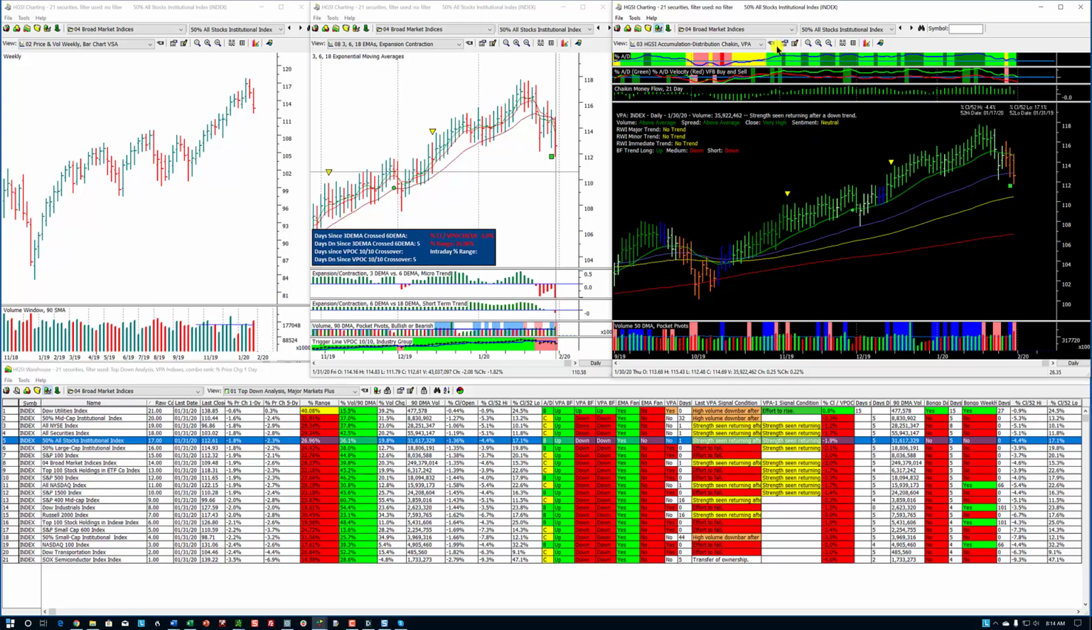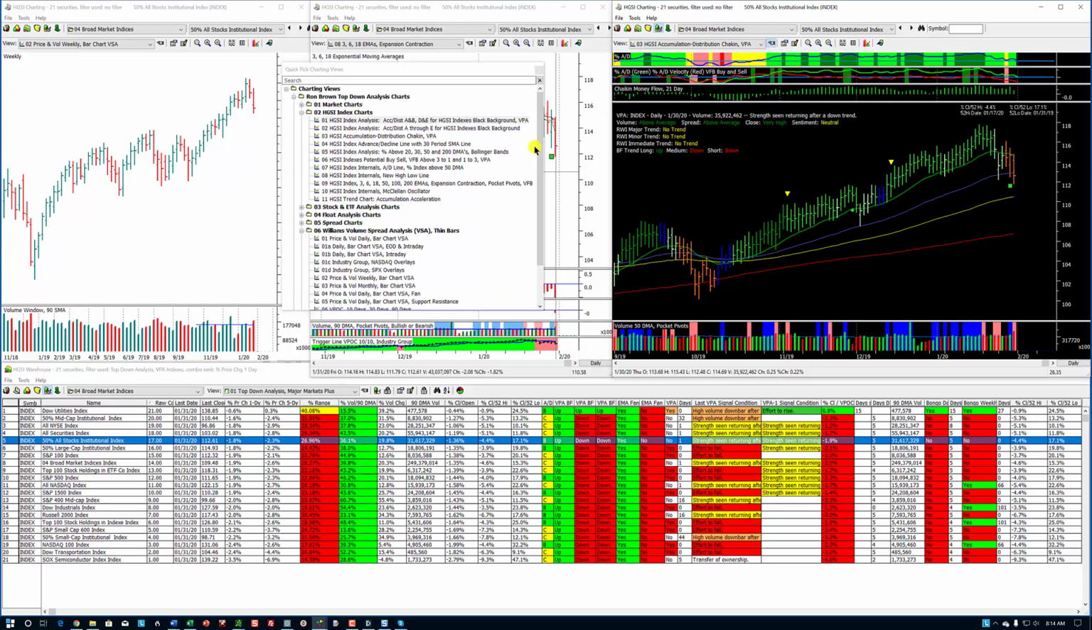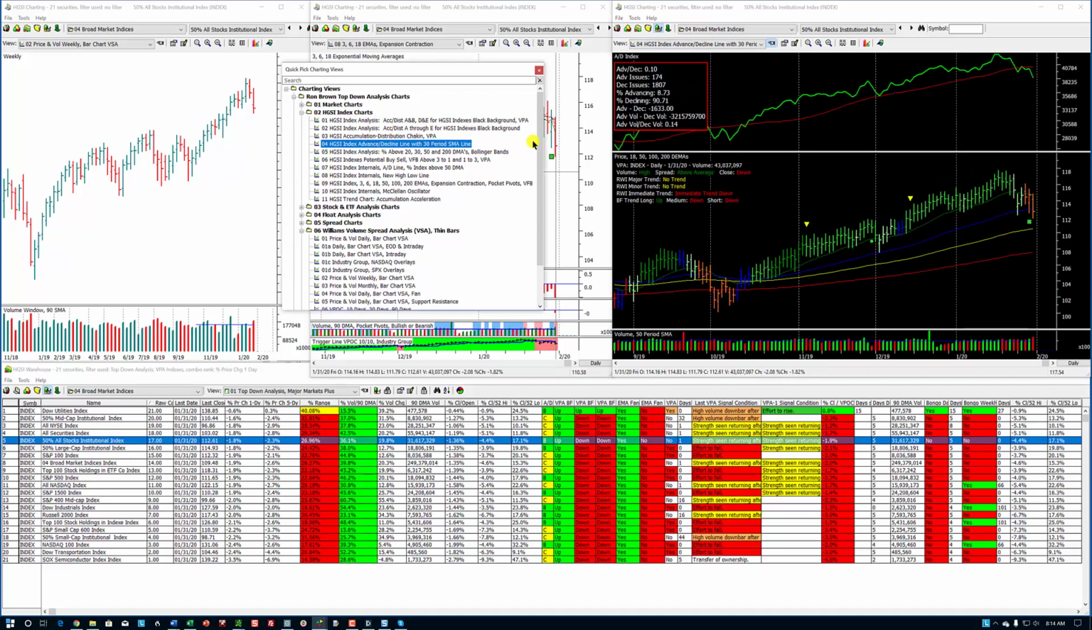Let's go to the index advanced decline line, and you can see that it has broken down to this over here, whatever index you're on. It tells you the number of advancers versus decliners. This number 0.10 means it was a 10-to-1 down day for the institutional index. That means for every stock going up, there were 10 that were going down. So pretty brutal. Let's go to the next view.